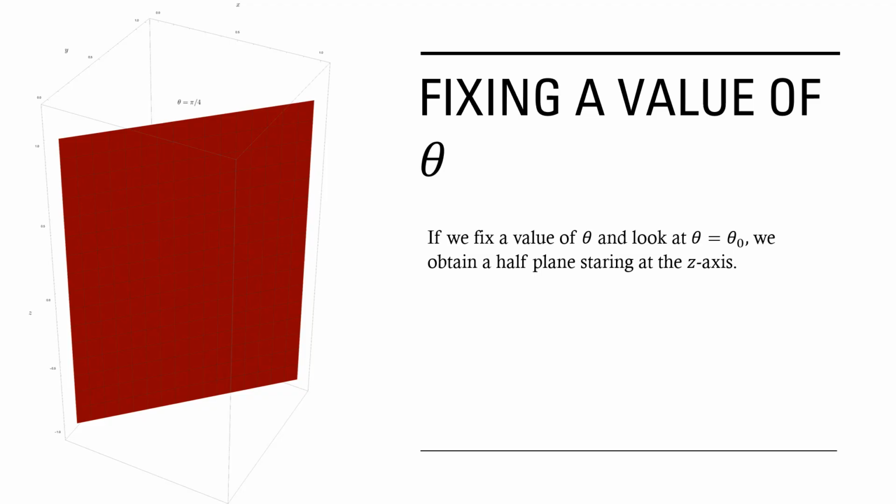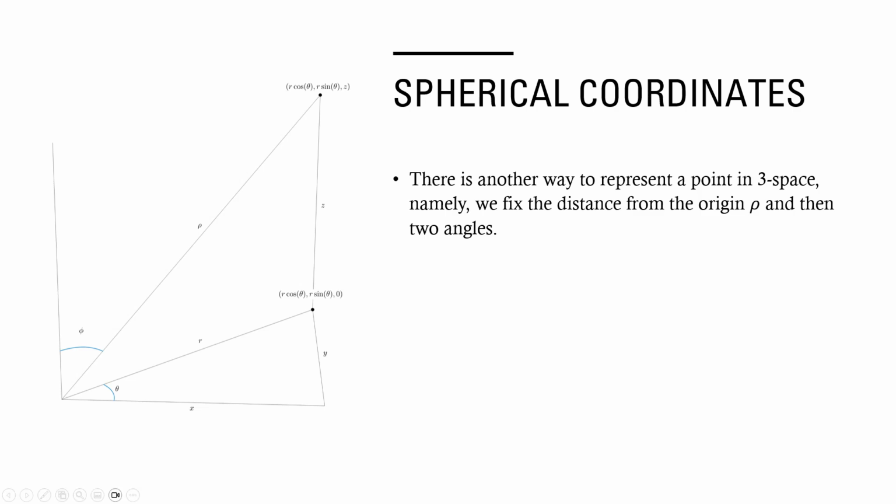Now, the next coordinate system we're going to work with is going to work nicely with spheres and with cones, but it's a bit more complicated to describe. So in this case, to represent a point in 3 space, we're going to give a distance from the origin and 2 angles. So we go out a distance of rho, so that's the distance from the origin to the point, and then if I look at all points a distance of rho from the origin, that would give me a sphere.